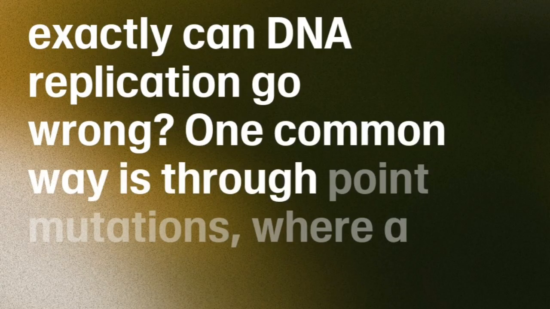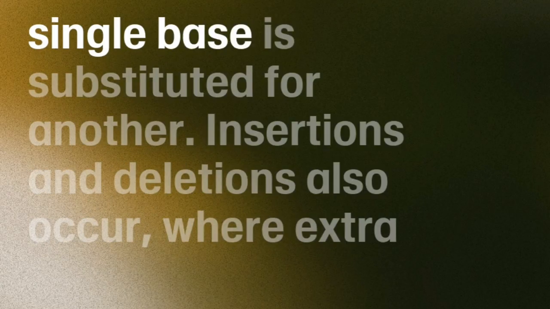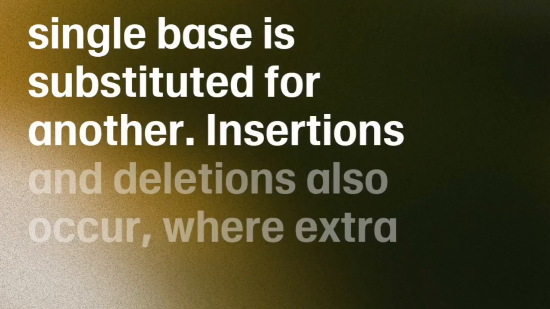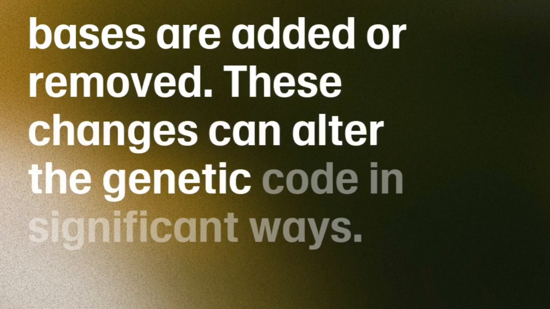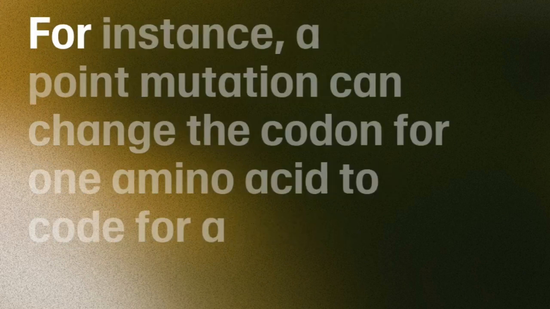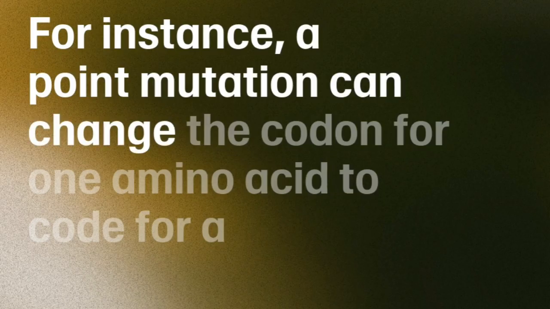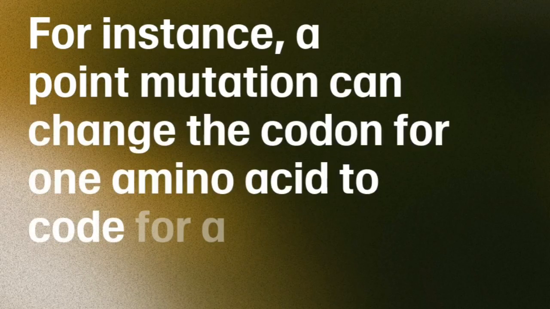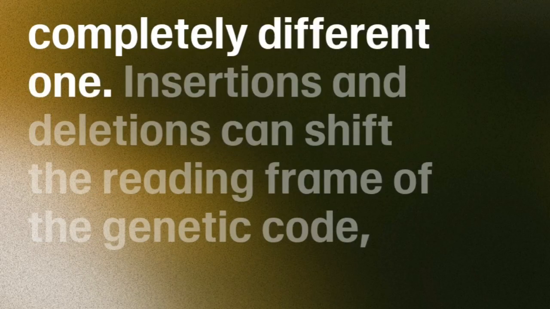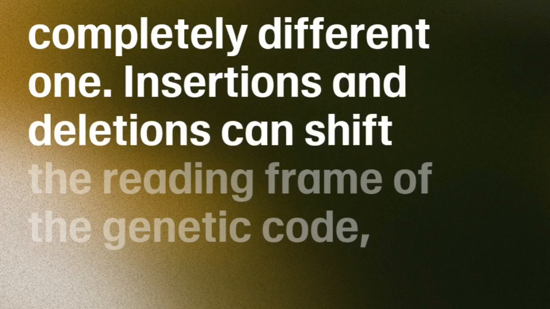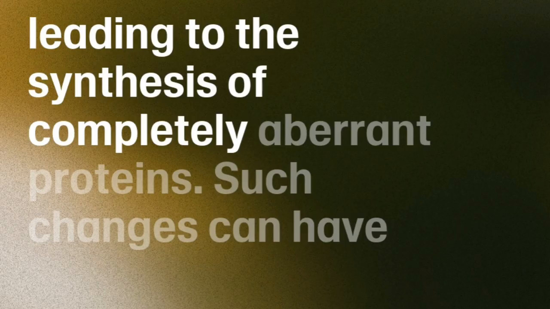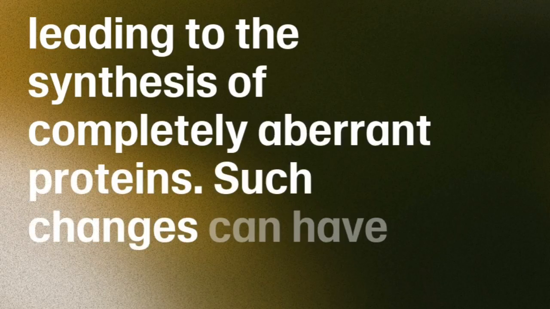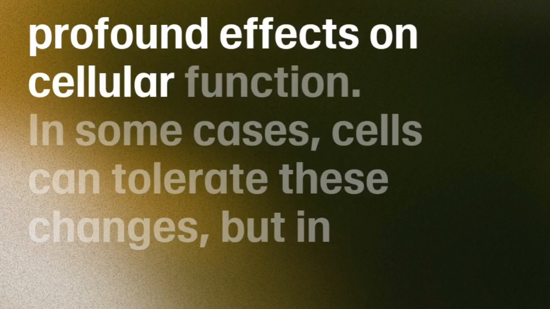One common way is through point mutations, where a single base is substituted for another. Insertions and deletions also occur, where extra bases are added or removed. These changes can alter the genetic code in significant ways. For instance, a point mutation can change the codon for one amino acid to code for a completely different one. Insertions and deletions can shift the reading frame of the genetic code, leading to the synthesis of completely aberrant proteins. Such changes can have profound effects on cellular function.